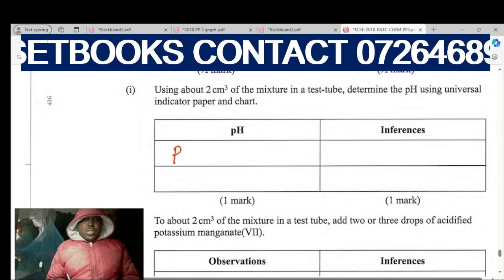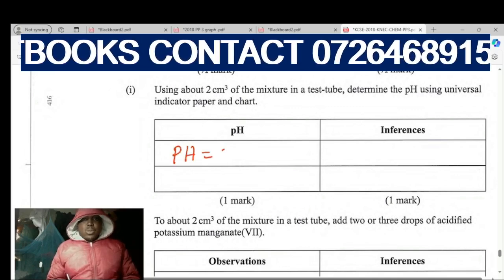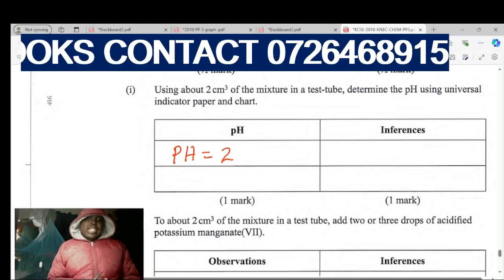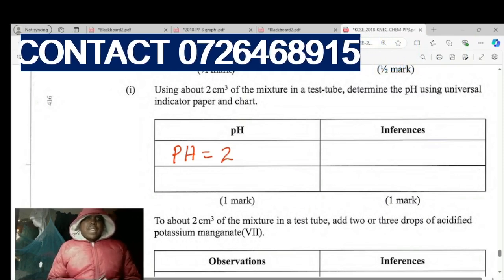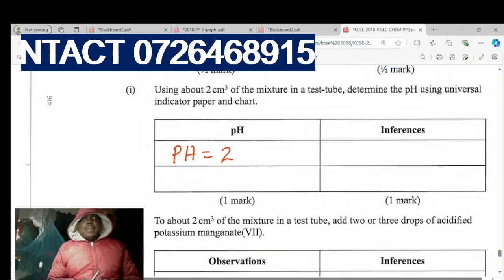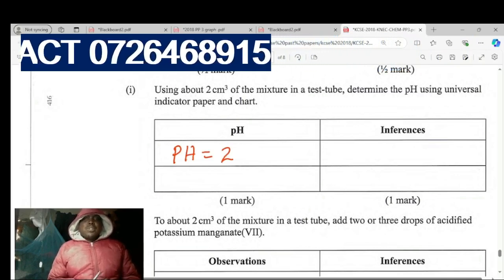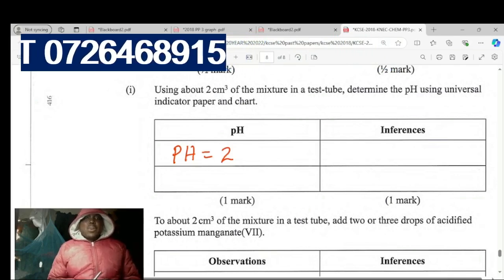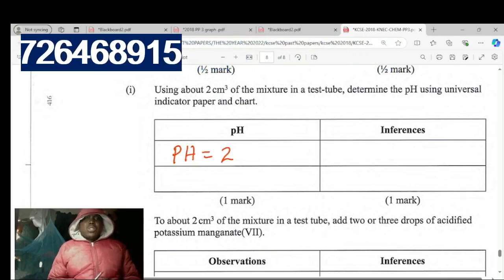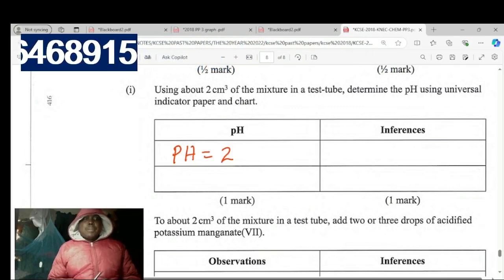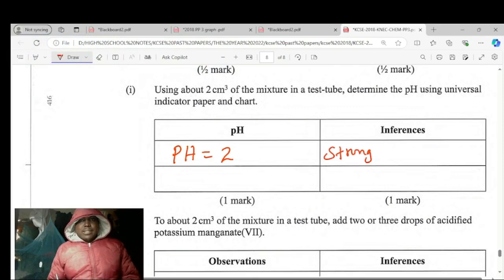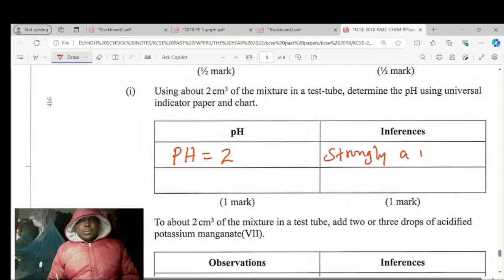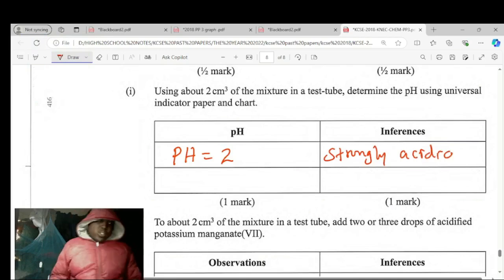So for example, for this one the pH was equal to 2. pH 1, 2, 3 is strongly acidic. pH 4, 5, 6 weakly acidic. pH 7 neutral. pH 8, 9, 10 weakly basic. pH 11, 12, 13 is strongly basic. For this one it is strongly acidic.